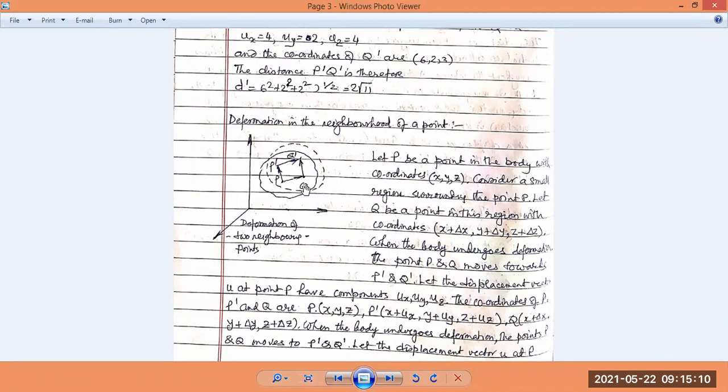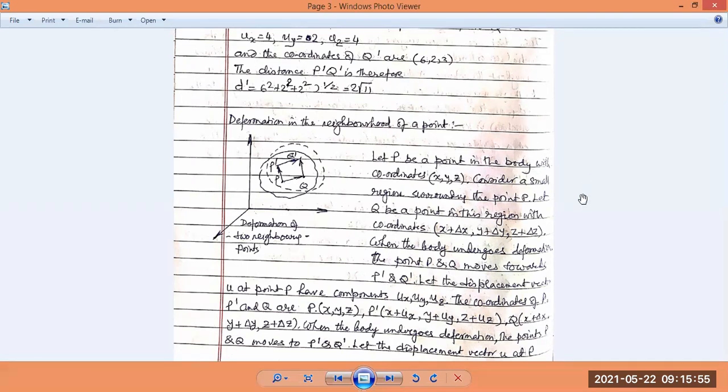Q is a neighboring point of P which stays within this infinitesimally small area, which means the deformation from P to P dash and Q to Q dash will be such that the deformation of P and Q is more or less equal to that of P dash and Q dash, but not equal. They have an infinitesimally small elemental difference between them. This process is created to enable analytical calculation of the deformation from point to point.